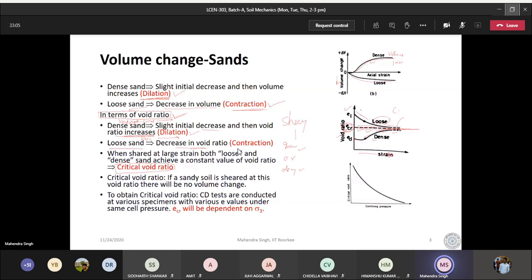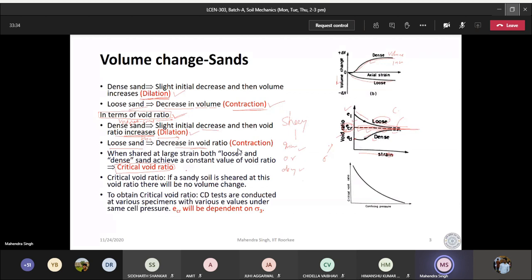Otherwise, if it is dense, then it is going to become loose. If it is loose, it is going to become a little bit dense. So this is the critical void ratio. This concept should also be known to you. But here one more very important point is that this critical void ratio will be dependent on confining pressure, on what confining pressure you are using.